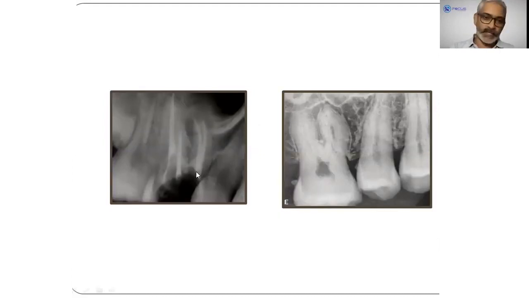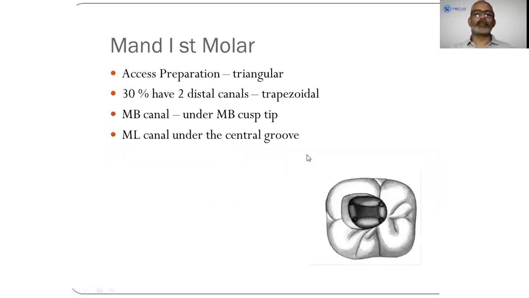So what do you do for such teeth? You don't have a choice. If you don't treat those MB1 and MB2, that particular case might go for a failure. So that is the importance of the second mesiobuccal canal in the case of a maxillary molar.